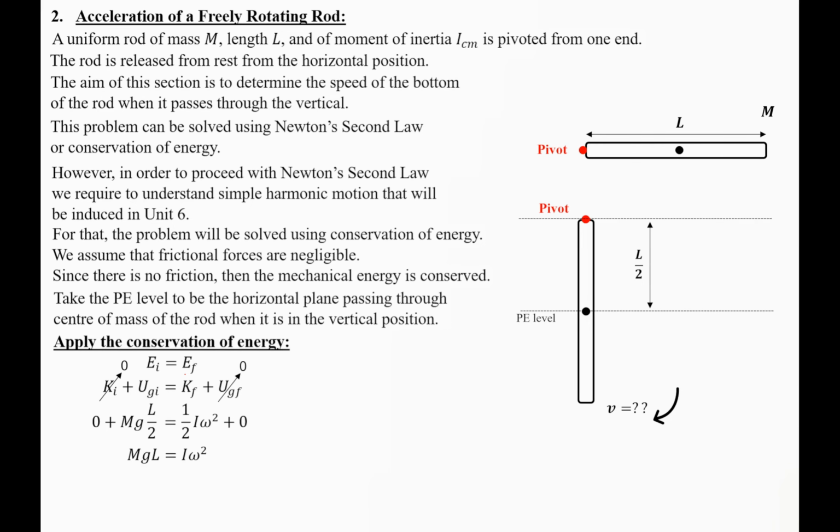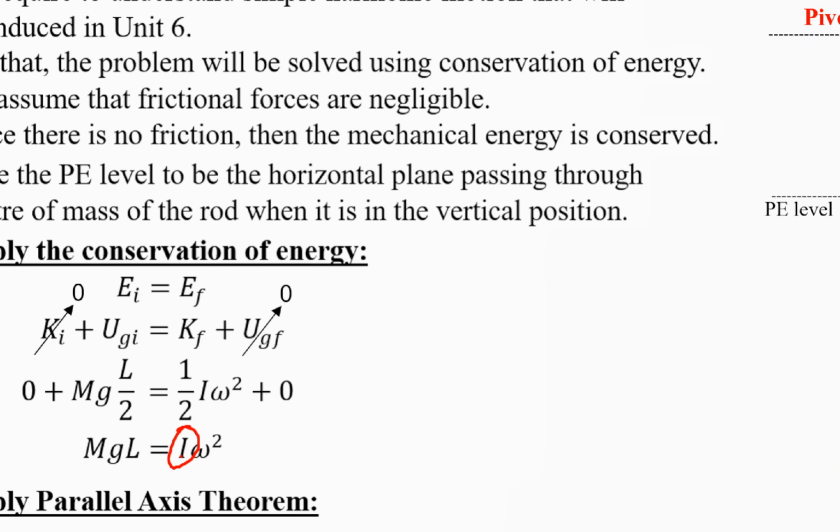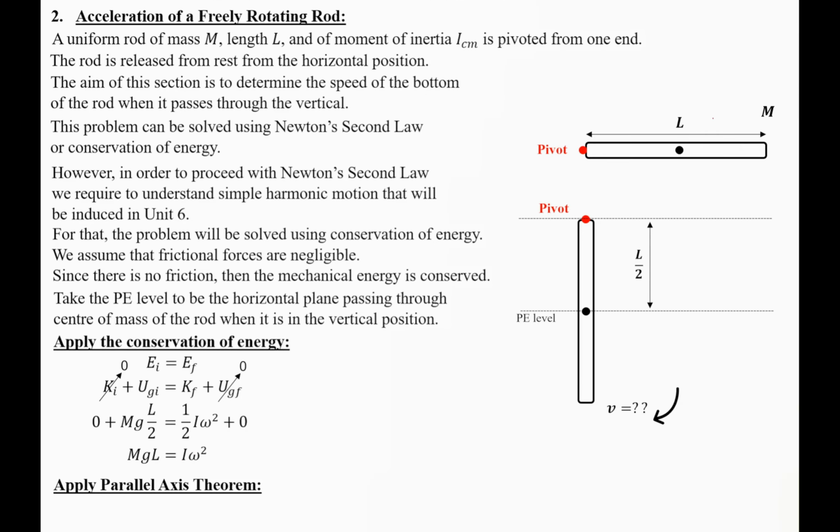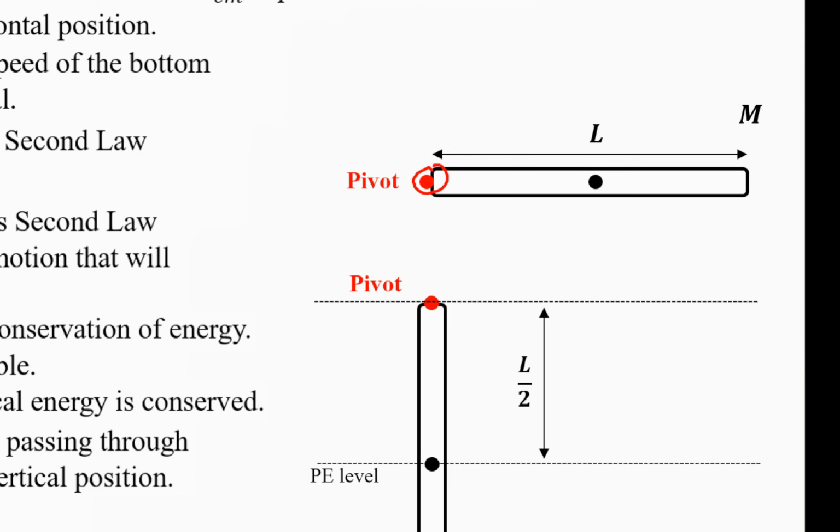Now mgL over 2 equals one half I omega squared. Here we have done the cancellation of the factor half. Now omega can be related to v if you're interested in determining v. Before I do so, let me apply the parallel axis theorem. Why are we applying the parallel axis theorem here? Because the moment of inertia I here represents the moment of inertia about this pivot point, because the rod is rotating around this pivot point.